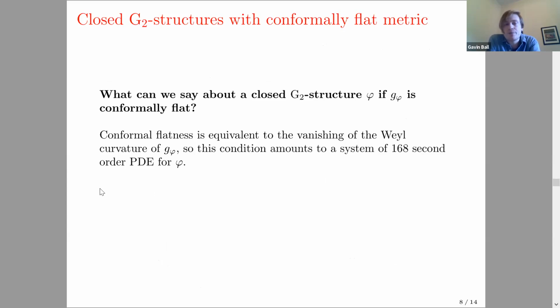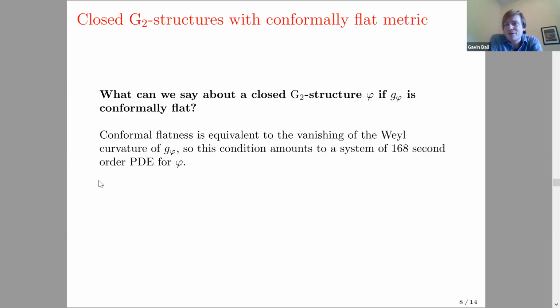Okay, so just thinking about what this condition really means. Conformal flatness is equivalent to the vanishing of the Weyl curvature of g phi. So really I should maybe be saying locally conformally flat, but I think conformal flatness is standard terminology for this. So it's equivalent to the vanishing of the Weyl curvature of g phi.